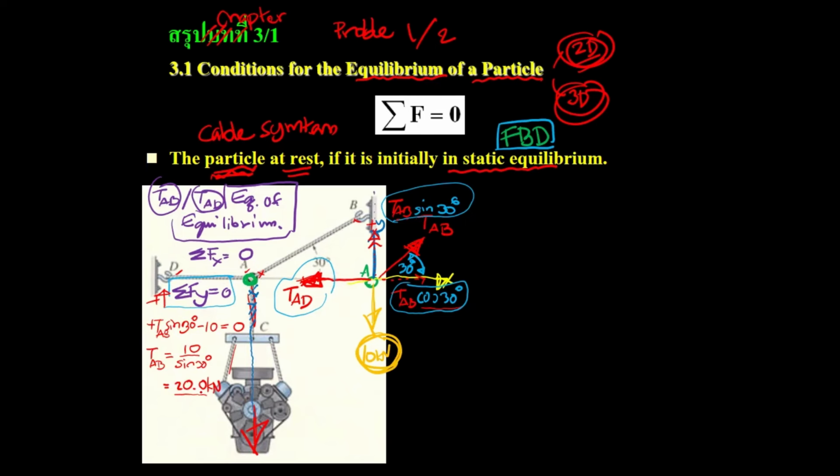Okay, put it in your calculator. 30, and then sine, and then inverse. Inverse going to be 0.5. Inverse going to be 2 times 10. Is correct. 20 kilonewton.